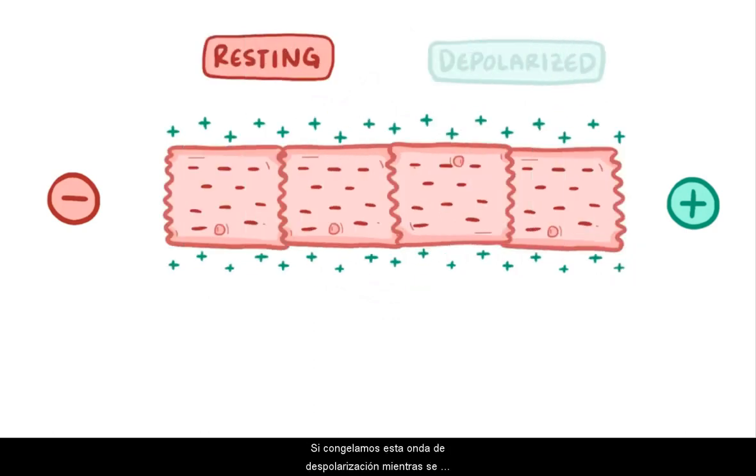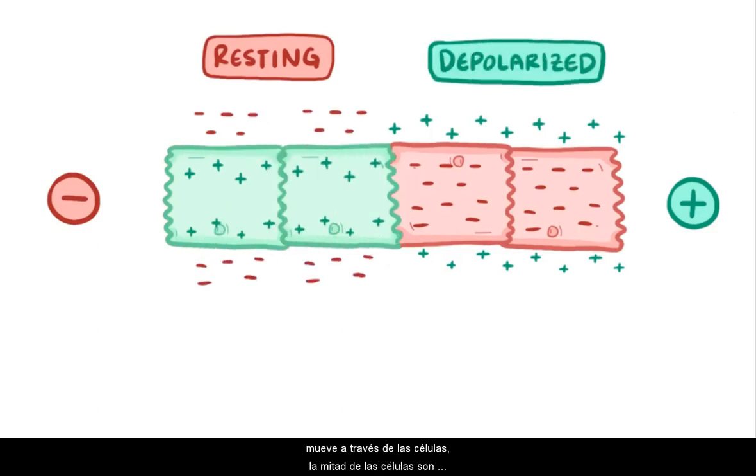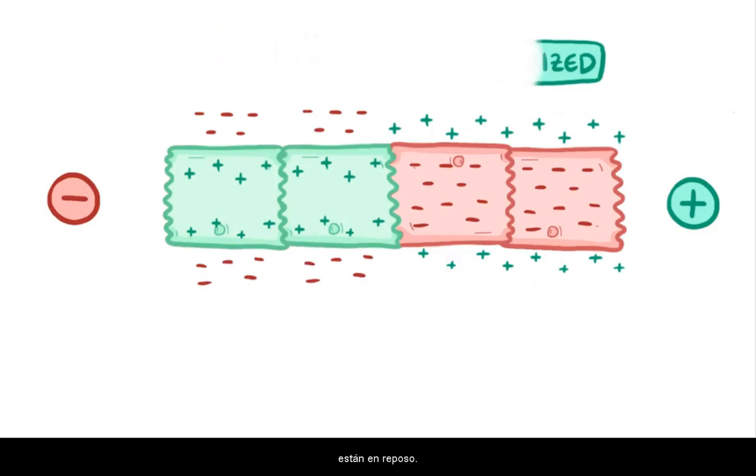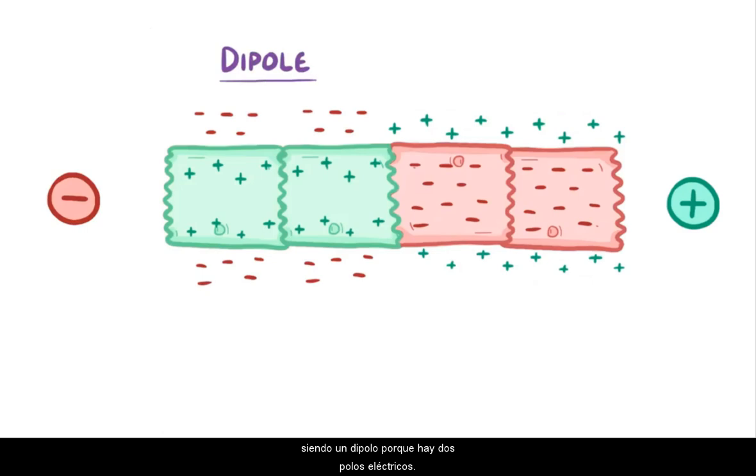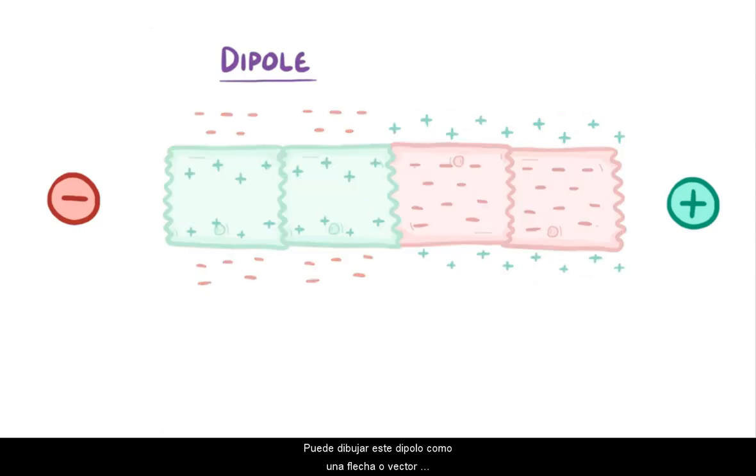Now, if we freeze this wave of depolarization as it's moving through the cells, half of the cells are positive or depolarized, and half are negative or resting. And so there's a difference of charge across this set of cells. You can think of the charge difference as being a dipole, because there are two electric poles. And we can draw this dipole out as an arrow or vector pointing towards the positive charge.